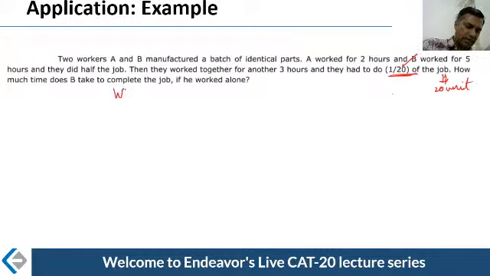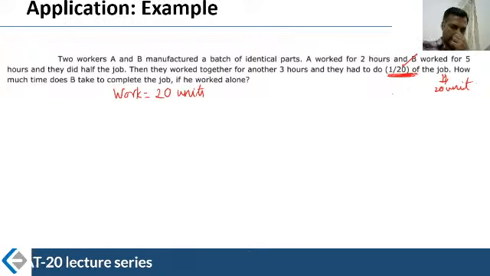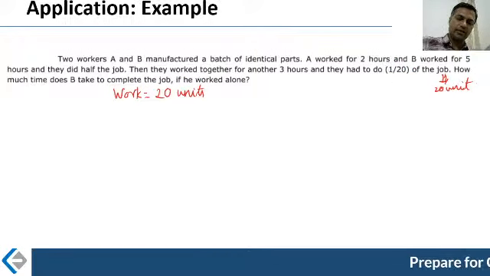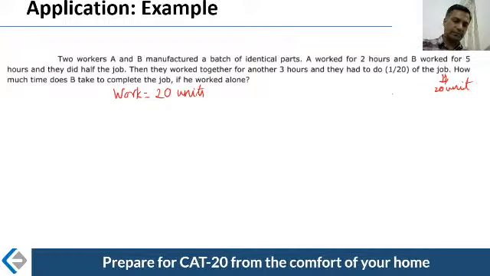Therefore, I will say that work is equal to 20 units. You need to be a little smart. Because the number has to be divisible by 20, 1/20th of the job as the author said. Therefore, take work is equal to 20 units. And therefore, what is half the job? Half the job is simple. Half the job is 10 units.